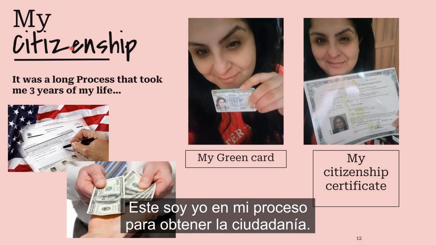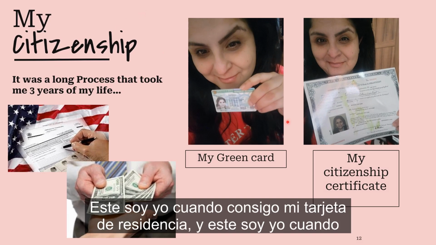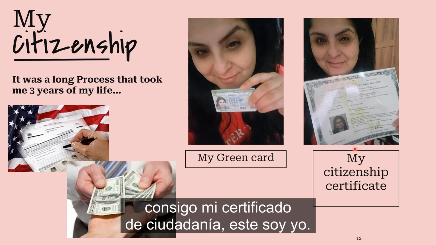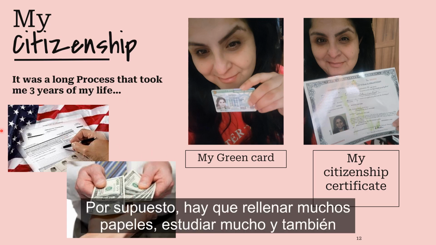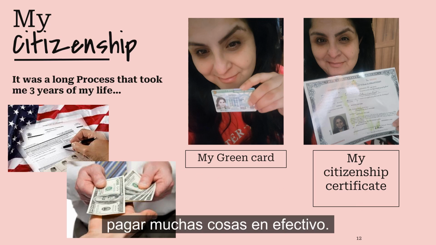And this is me and my process to have a citizenship. This is me when I got my green card, and this is me when I got my citizenship certificate. This is me. And of course, you have to fill out a lot of papers, study a lot, and also pay a lot of things in cash. It really was a crazy process.